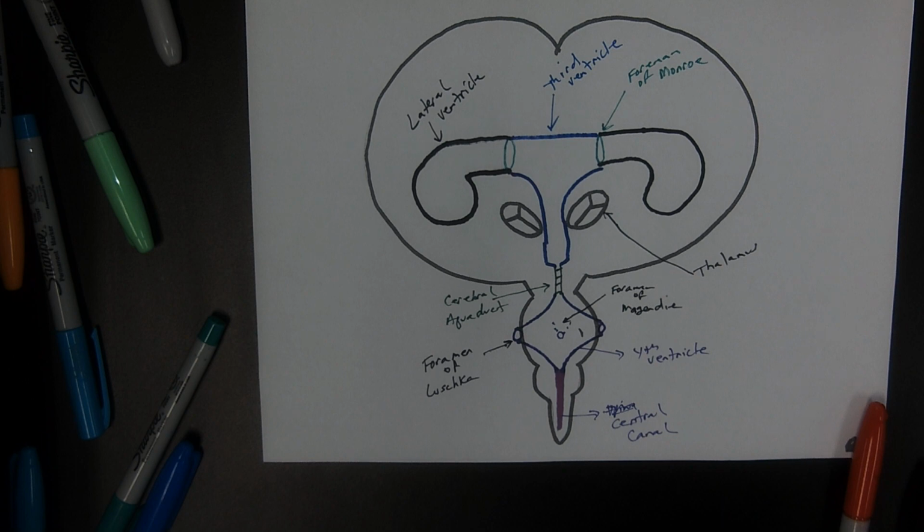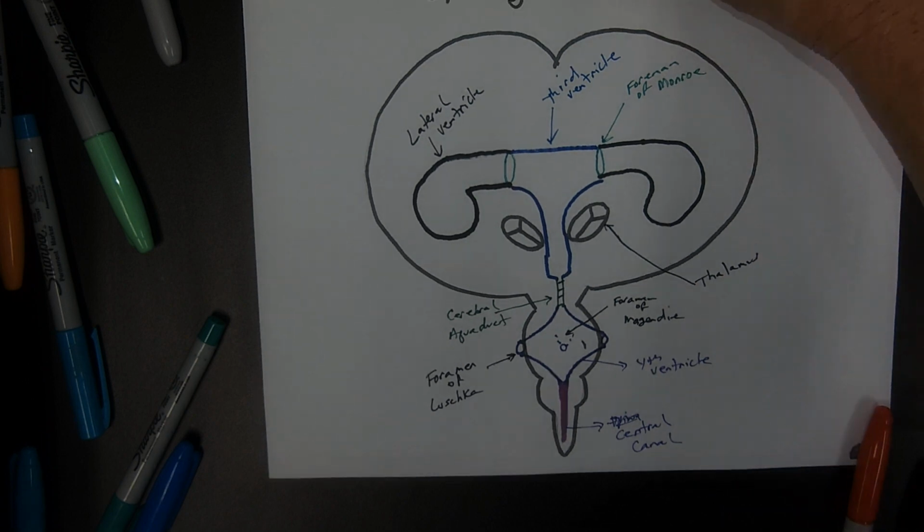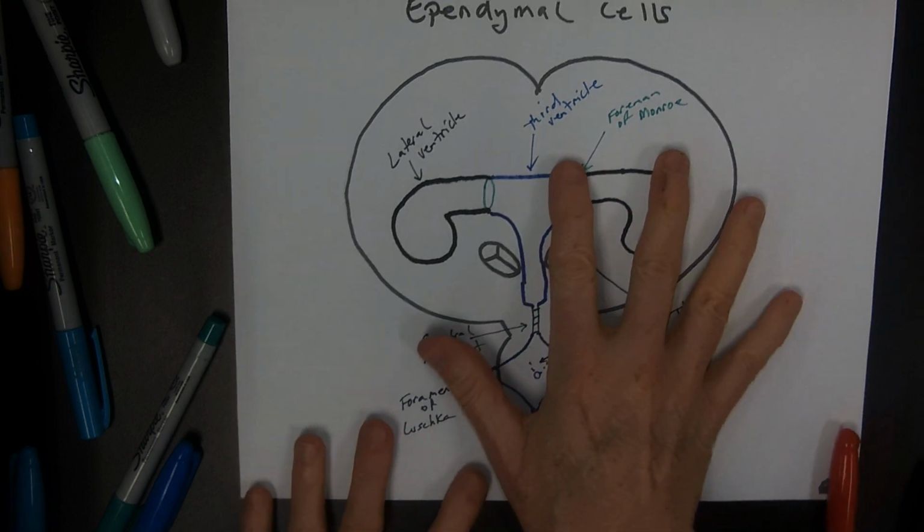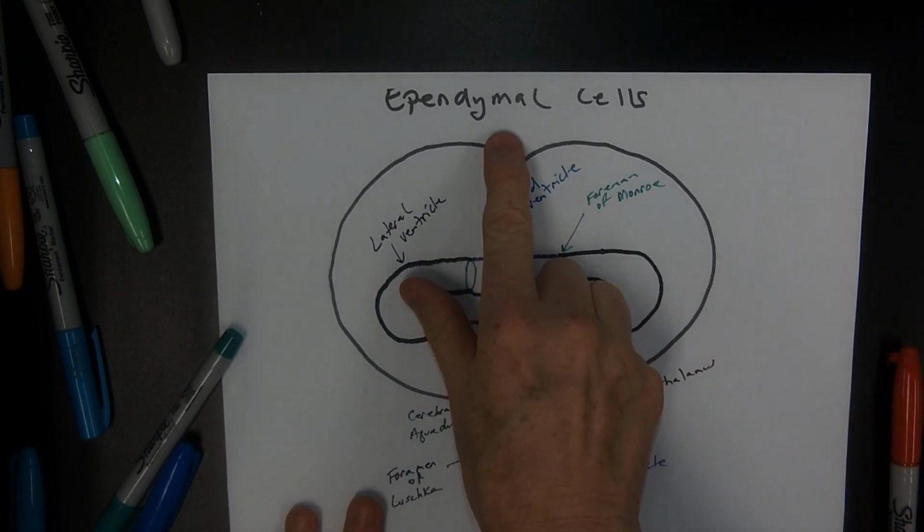I like repetition and review. It's just easier to remember things if you do it multiple times, I think, anyway. Now, on to the subject of this slide, which is ependymal cells.